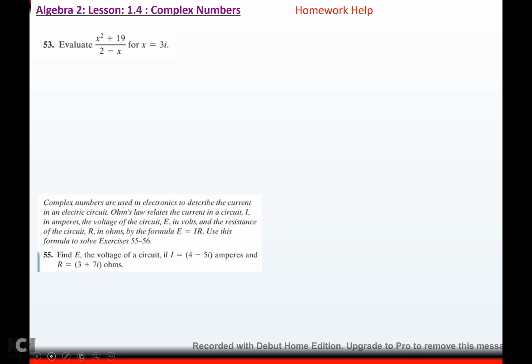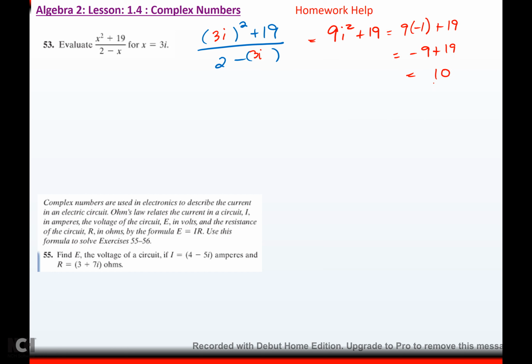Okay, so this one says evaluate for x equals 3i. So I have x squared plus 19 over 2 minus x. Plug in my 3i. On top, that's going to be 9i squared plus 19. That's going to be 9 times negative 1 plus 19. That's going to be negative 9 plus 19, which is going to be 10. So there's my top. On bottom, I'm going to have 2 minus 3i. So I did the substitution, and I got 10 over 2 minus 3i.